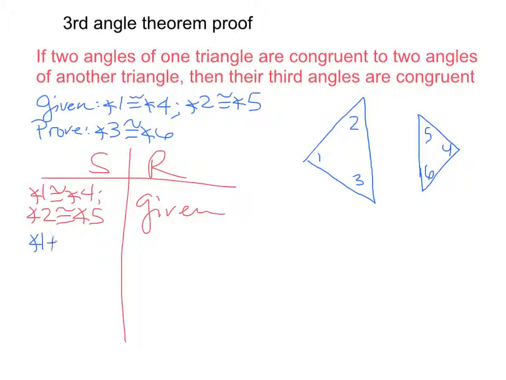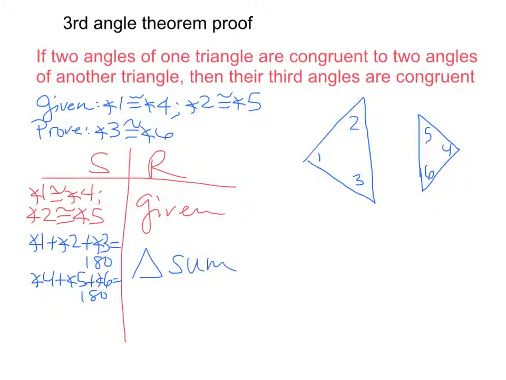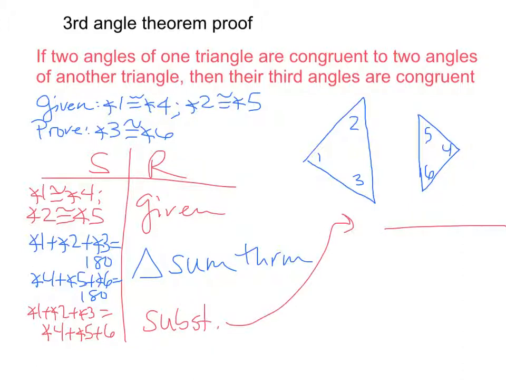So now, in order to do this proof, we're going to say angle 1 plus angle 2 plus angle 3 equals 180, and also angle 4 plus angle 5 plus angle 6 equals 180. That is the triangle sum theorem, which we've already proven, right? Which we now can say, hey, all of these are equal to each other. 1 plus 2 plus 3 equals 4 plus 5 plus 6. That is substitution.